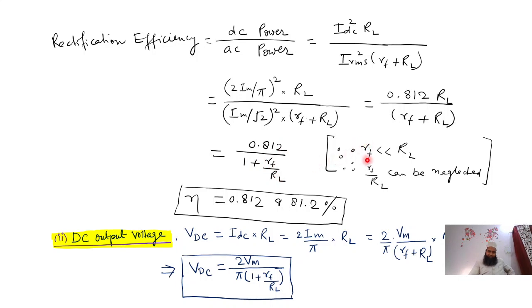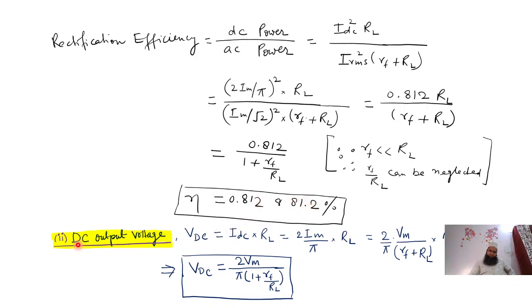Since Rf is the forward resistance of the diode, and RL is the load resistance which is much greater than Rf, Rf upon RL will be very small and can be neglected. Then the efficiency of the full wave rectifier will be 0.812 or 81%.